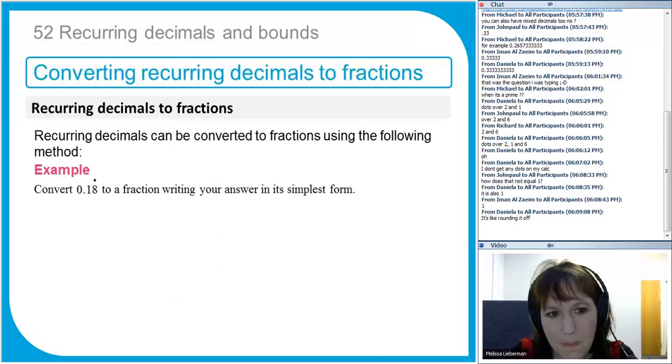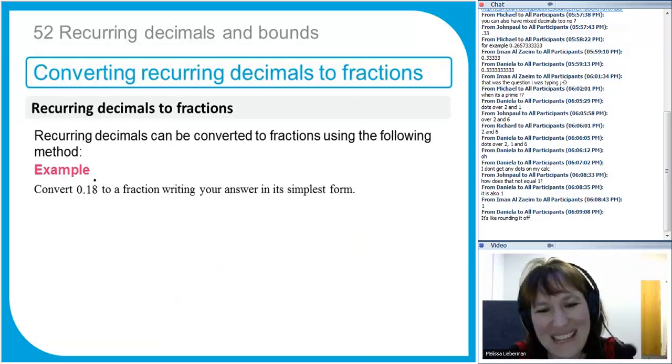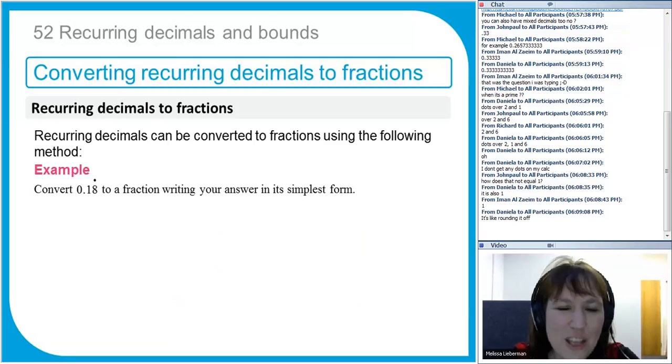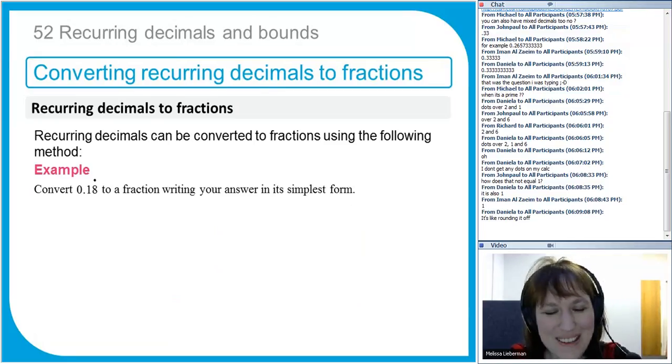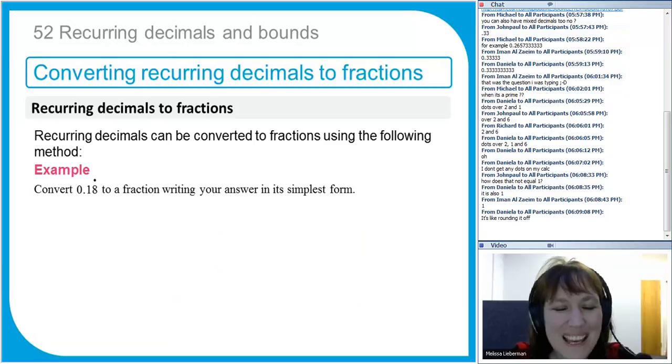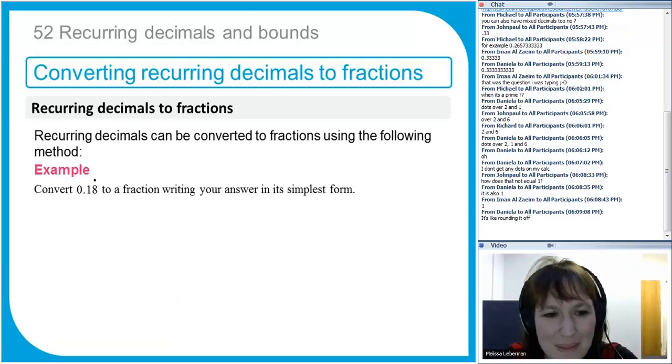Okay, so that was an aside. It's not really connected to converting recurring decimals to fractions. So what's this method that I was mentioning before I went off on a tangent? Here we have a recurring decimal, 0.18 recurring, and we want to convert it into a fraction. It just says write your answer in its simplest form of a fraction. So how do we do that?